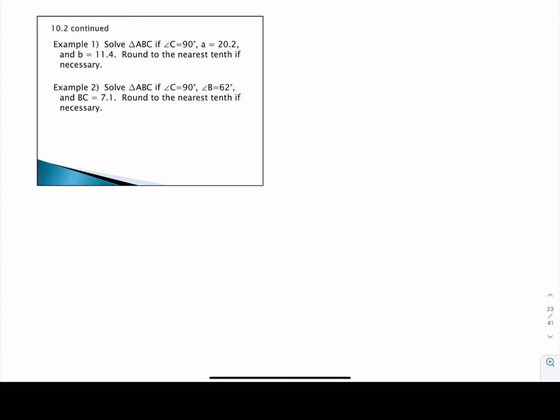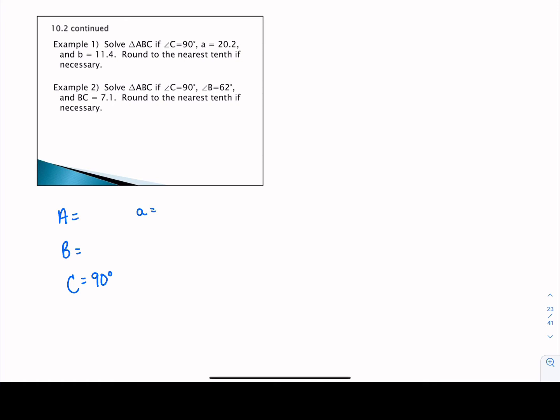So to help work through this, let's take a look at example number 1. It says solve triangle ABC if angle C measures 90 degrees, A is 20.2 units, and lowercase b is 11.4 units. What I want to remind you of are some of the norms for naming. We have capital letters for angles, and we have lowercase letters for side lengths. So if we want to solve a triangle, we're going to be looking for any missing parts. We know that ultimately we want angle A, angle B, and angle C, which is given already, 90 degrees. We also want all side lengths.